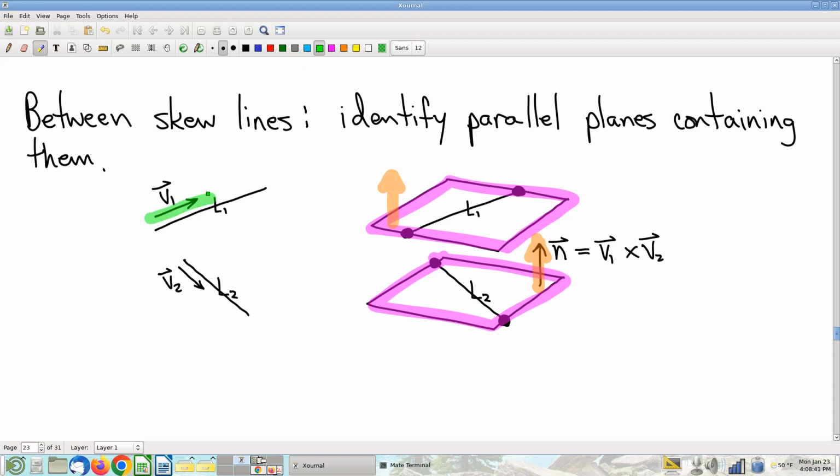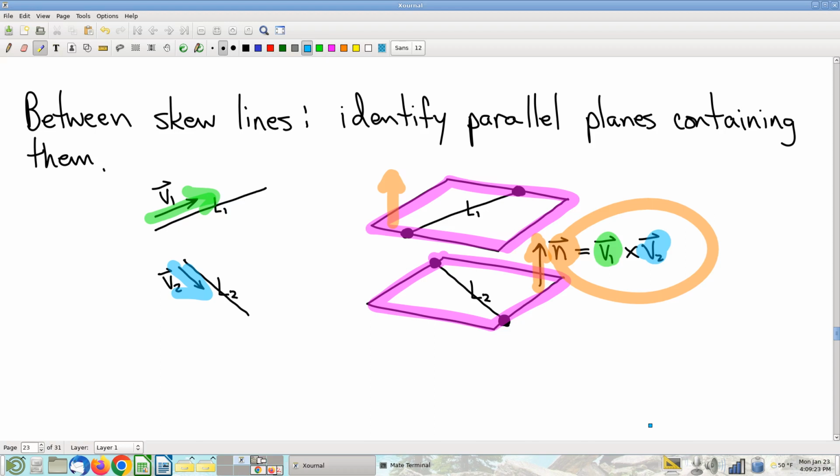this vector, this V1 vector that I have, is parallel to L1, which means it's parallel to the plane, which means it's perpendicular to the normal vector I'm trying to find. And this direction vector V2 here, parallel to L2, that means it's parallel to this plane, which means it's perpendicular also to the exact same normal vector that I'm trying to find. And so this normal vector I'm trying to find, I'm going to find it by just crossing the 2 things that I know it has to be perpendicular to.